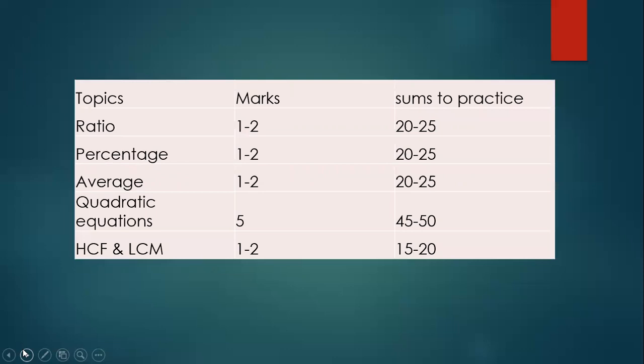Topics like ratio and proportion, percentages, averages, quadratic equations, and HCF LCM come for 1 to 2 marks, and quadratic equations come for 5 marks every year. Sums to practice are 20 to 25 sums of each topic every week. These topics are mostly calculation based, and they will help you a lot in DI to speed up your DI calculations.